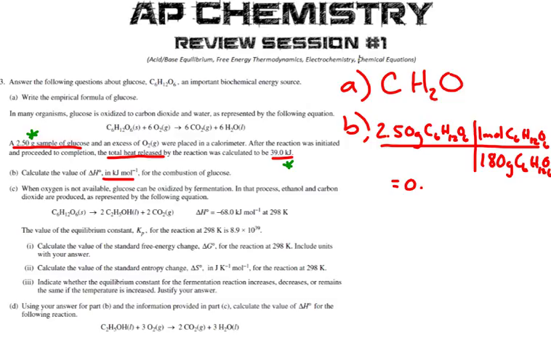Please do yourself a favor. Do not round too much too early. Like, don't cut off too many numbers too early. You can always go down to 3. You can't go back up.